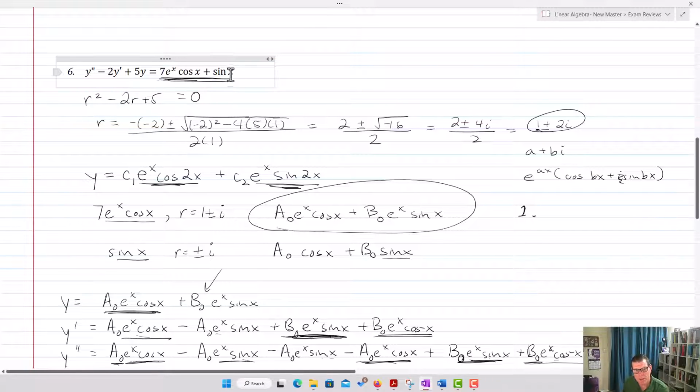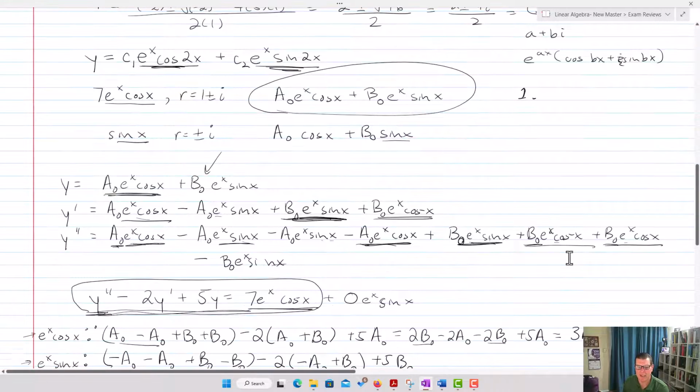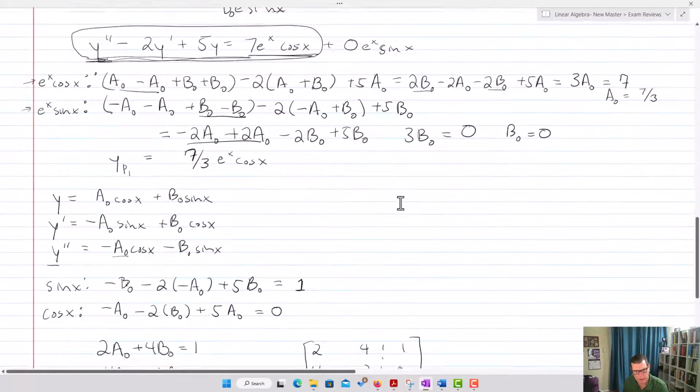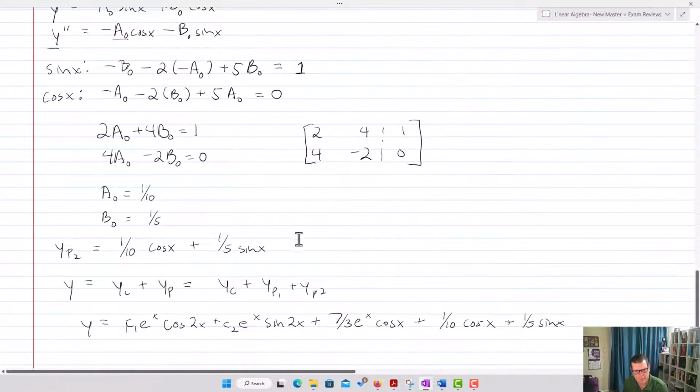And because I have two parts to this non-homogeneous part, I'm going to have my two trial solutions. Okay? I'll do each one of them individually. I'll do them separately. Okay? Right? Using the method of undetermined coefficients. Find my coefficients for yp1, for yp2. Okay? And then I just put them all together at the end. yc, my complementary solution, plus my particular part.